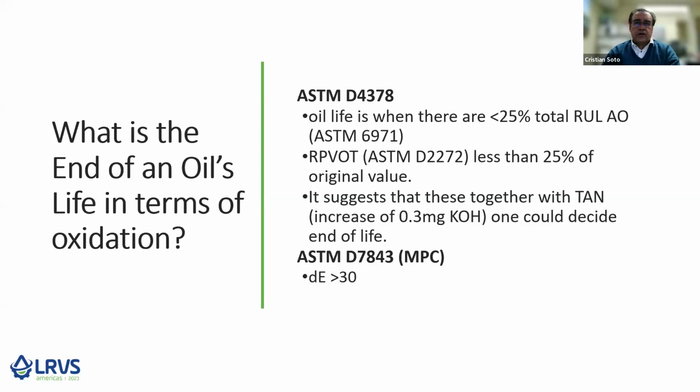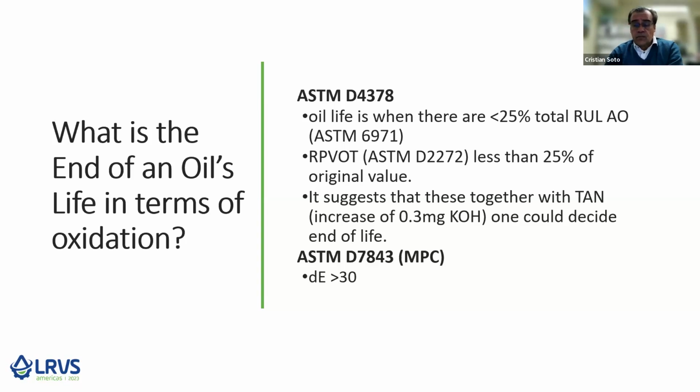That was just a previous background. An additional background is, how are we defining the end of life in terms of oxidation? ASTM has several definitions. In terms of the ruler, it is when 25% of the antioxidants remain. RPVOT is when less than 25% of the original value remains.